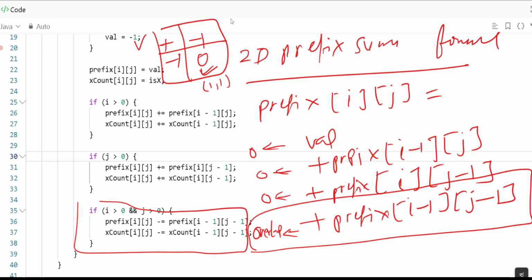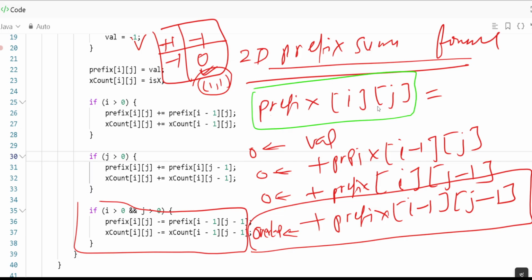Understand? Because the formula says that if this is our +1, -1, -1, 0 grid, and we want to compute for this one, 1 1, the prefix sum formula we already know: the very first, the current value is 0, that we have seen, then i minus 1, j minus 1. So this is nothing but our top, left and the overlap one. This is your top, this is your left, and this is the overlap one. The overlap one is added 2 times, so when you are adding 2 times, you have to subtract it, right?